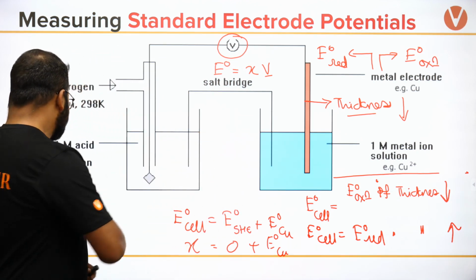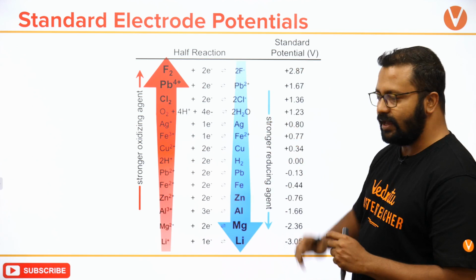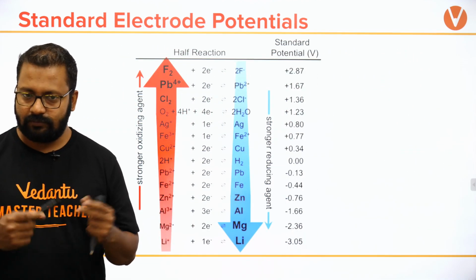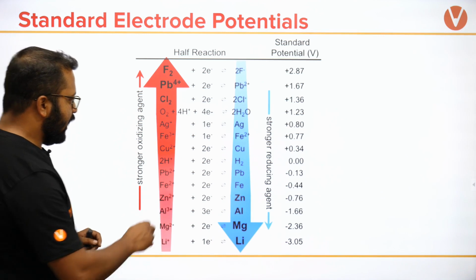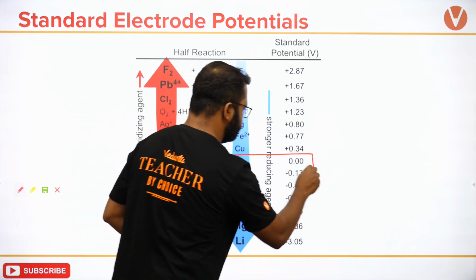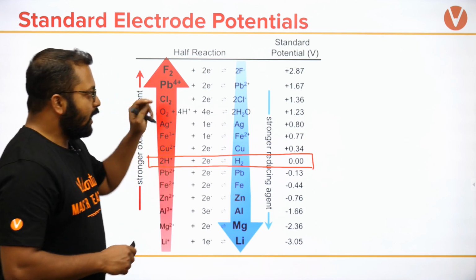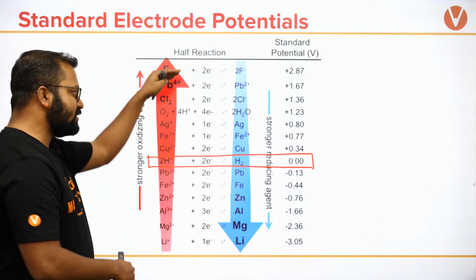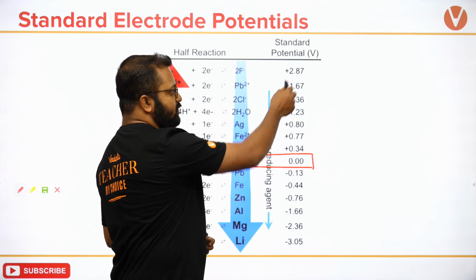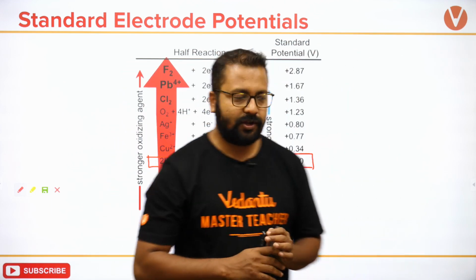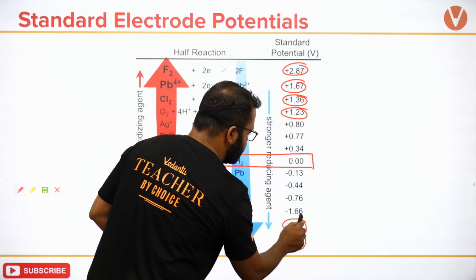If I do this assessment, now see, this is known as standard electrode potential. Now you can see that hydrogen is somewhere over here. If you take hydrogen as the reference and measure the potentials of all other substances, then you get some values which are positive and some values which are negative.